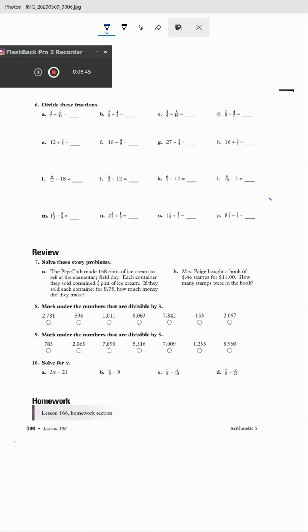Okay, so first of all, we need to see how many containers they had, because they made 168 pints, but what they sell are slightly smaller than pints. So let's do 168, see how many they got, times the 3/4. No, divided by 3/4. I'm sorry. You're going to divide that 168 pints into 3/4 pint containers. And I'm just going to go ahead and erase that and flip it and change it to multiplication.